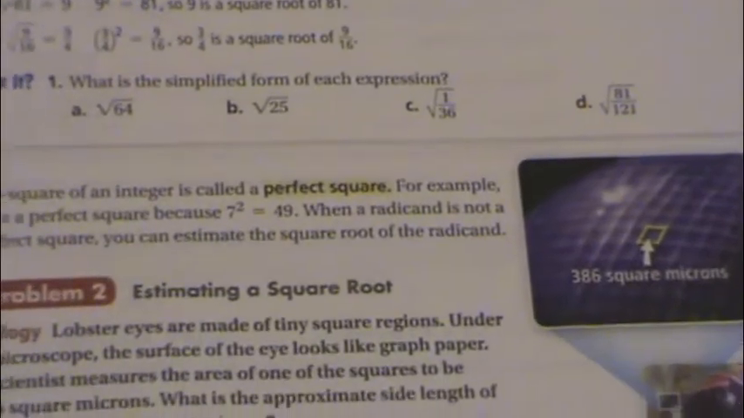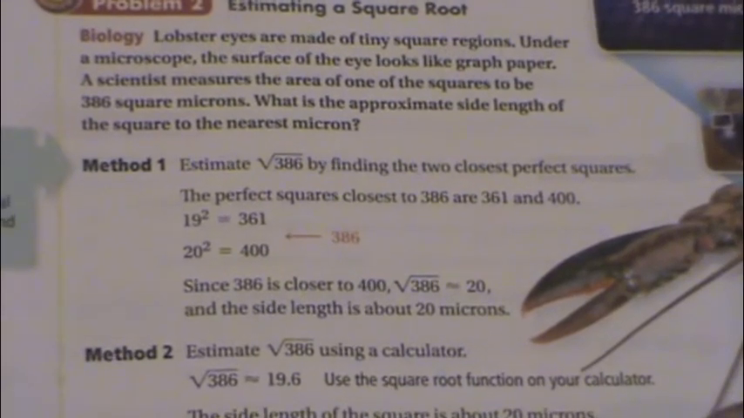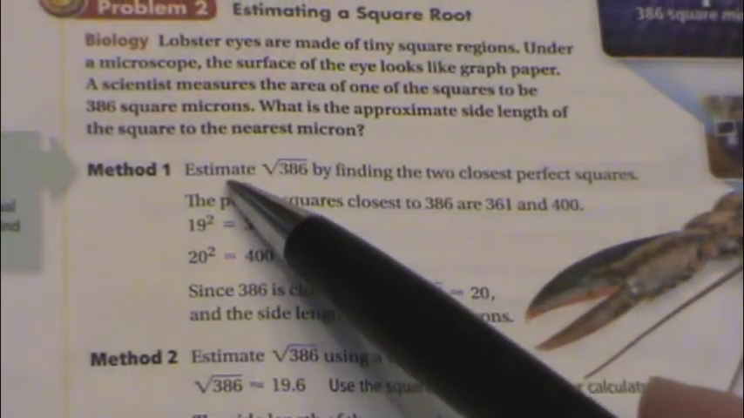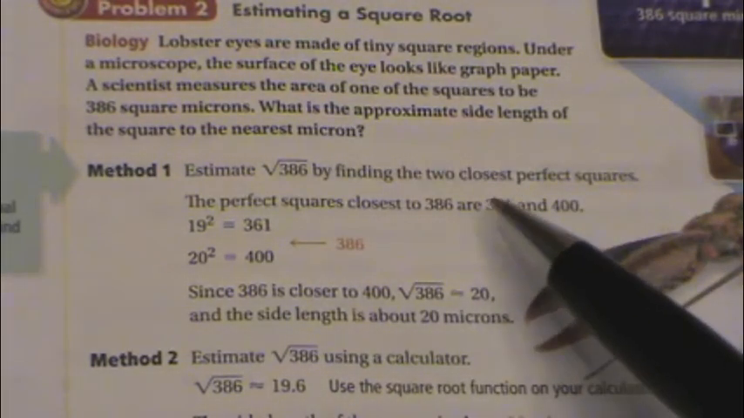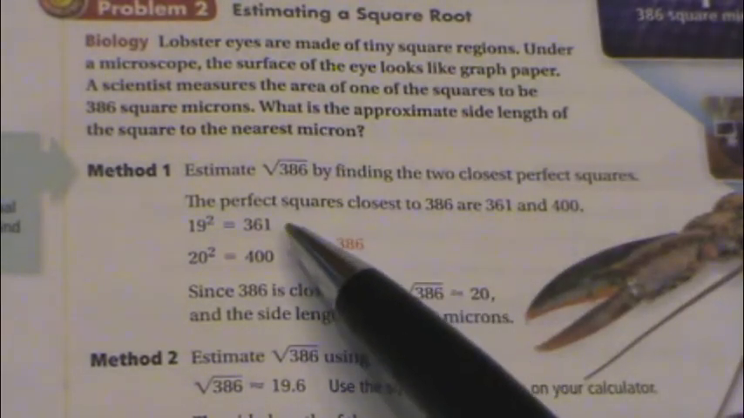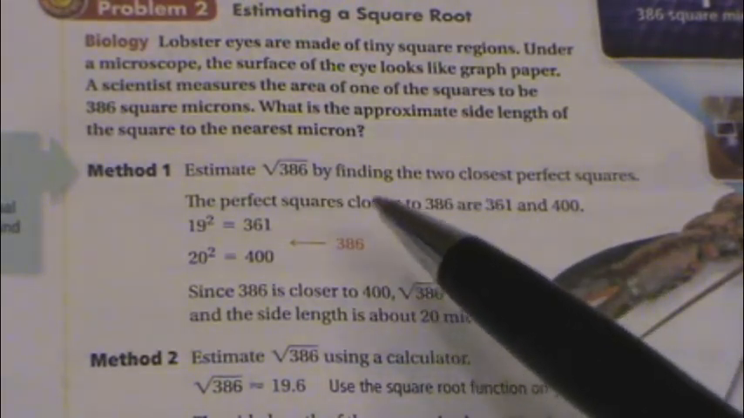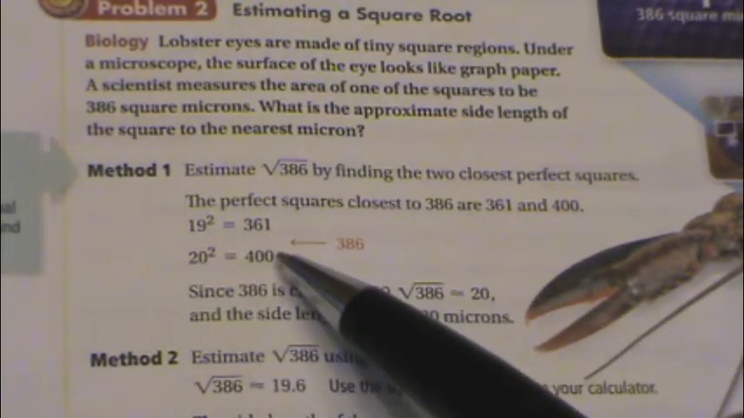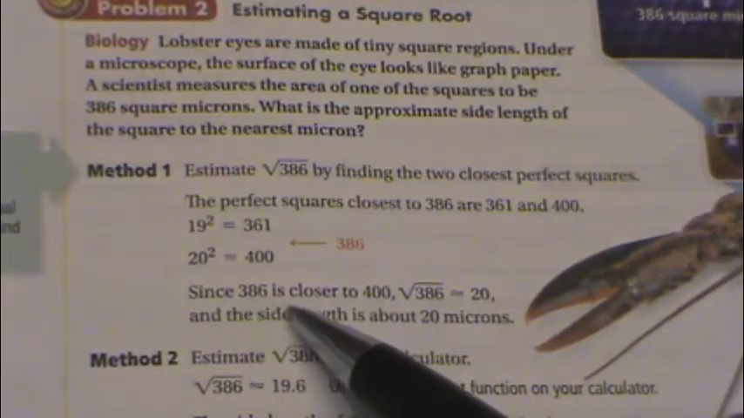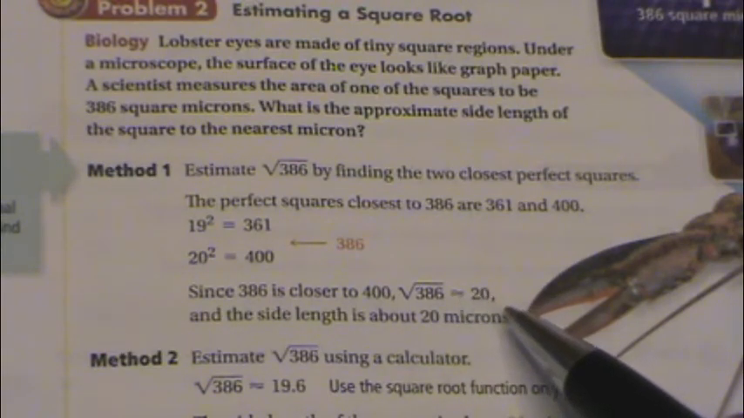So, next, problem 2. Ooh, we've got a fun thing with lobster eyes and stuff like that. They're showing you how to estimate square roots. Notice they don't want an exact square root. They want an estimate. Find the 2 closest perfect squares. Ooh, helpful. The perfect squares closest to 386 are 361 and 400. How do we know that? 19 squared is 361, 20 squared is 400. So, 386 is closer to 400. Square root of 386 is approximately 20. They use that wavy equal sign. And that's all we need to know.